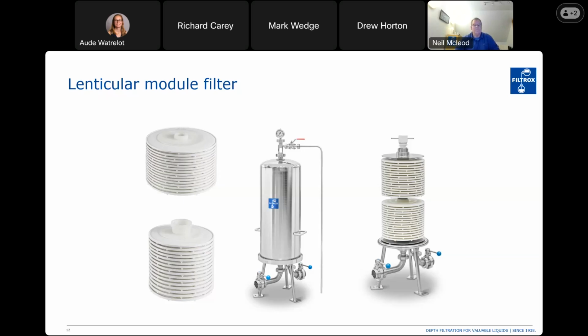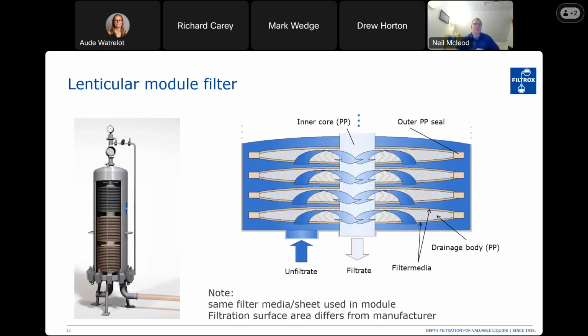footprint. It also offers a totally enclosed system, as we can see from this next drawing, which has 3 modules stacked up inside it. And you can see the product flows in the bottom of the housing. We have a vent on the top, so we can vent the air out as the wine fills the housing. And then the wine passes through the upper or lower filter media, which is cut into circles, and from the outside travels through the media into the inside of the filter module and back out as a filtrate.